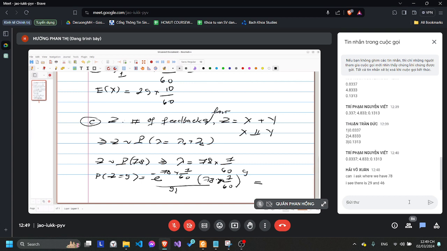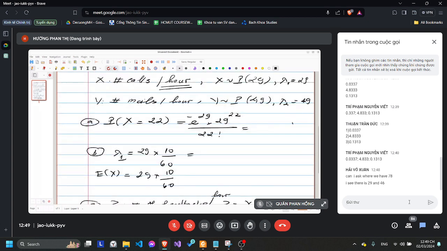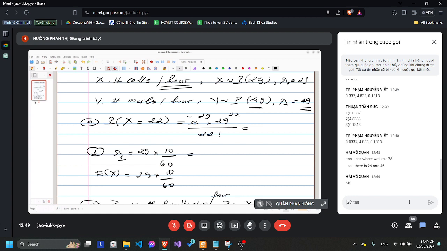29 and 46. In the question, is it 29 and 49, is it right? Oh, 46, okay, sorry. So I was wrong here. It's okay, this is 46, but what I wrote on the board is 49. But about the idea for the solution, all of you, do you understand? This is the application of the Poisson. Okay, that's all right.